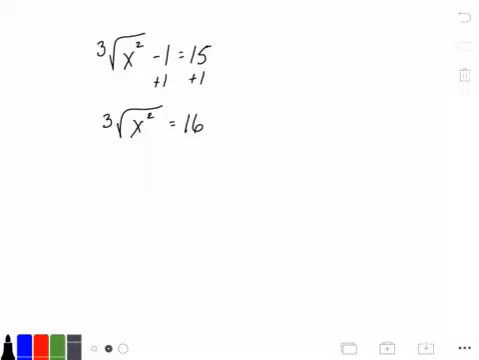Now in this case, on this problem, to get rid of a cubic root, I need to cube both sides. Now we're used to getting rid of the square root by squaring both sides, but here I need to cube both sides. So when you cube a cubic root, they cancel. So I'm left with x squared on that left side. When you cube 16, you get 4,096.